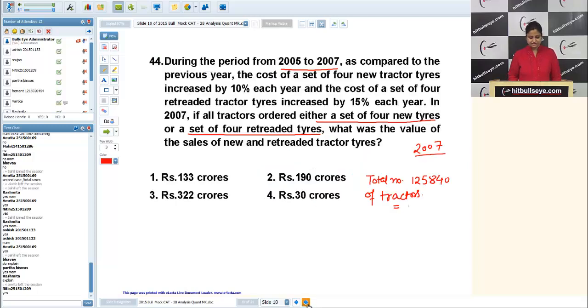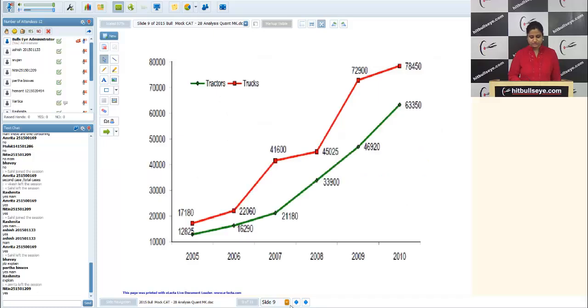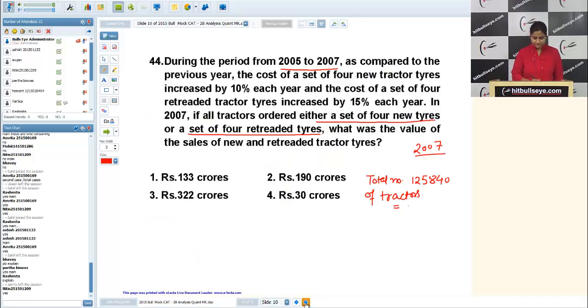Now coming to this once again. In 2007, if all tractors order either a set of 4 new tires or a set of 4 retreaded tires. Now coming to this data, this data represents the number of retreaded tires and new tires of tractors. If we take 2007 data, we need tractor, so I'm looking at the green line, that is 21180. It means in total 21180 tires were retreaded.